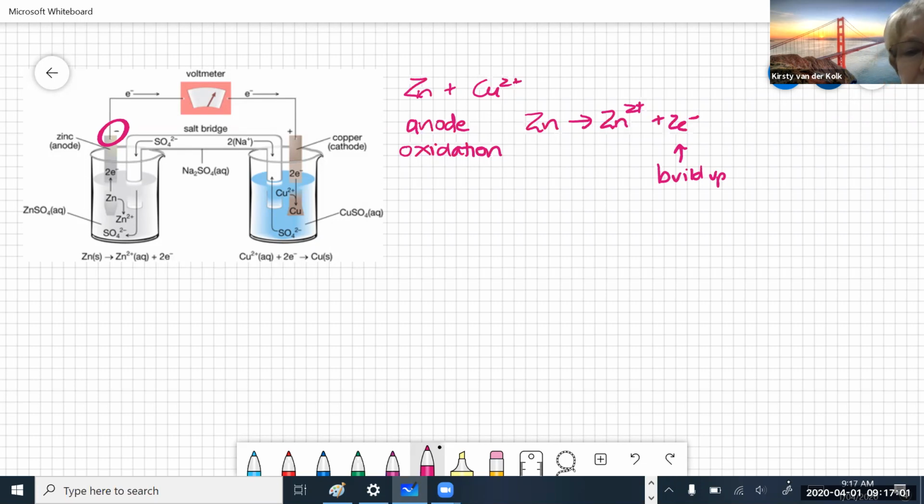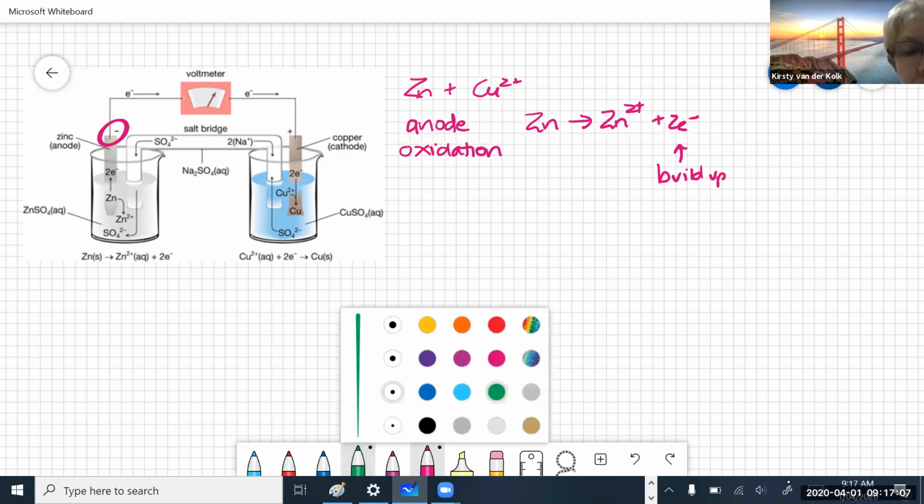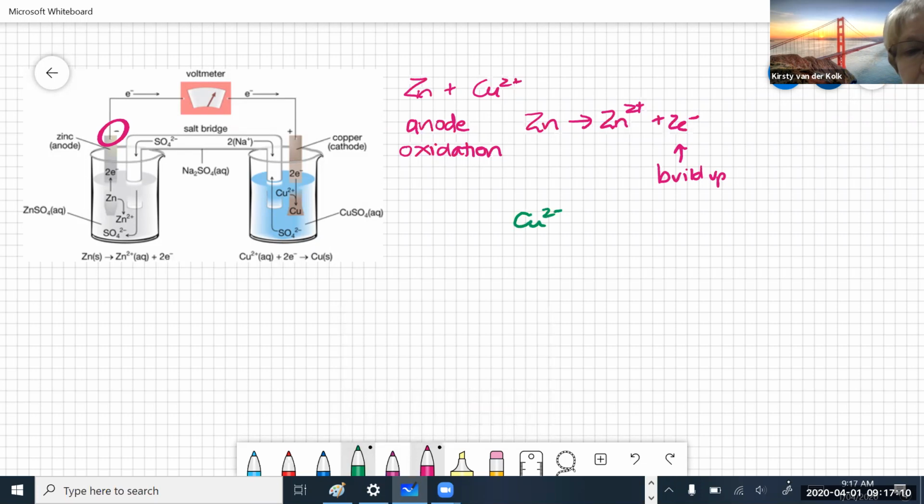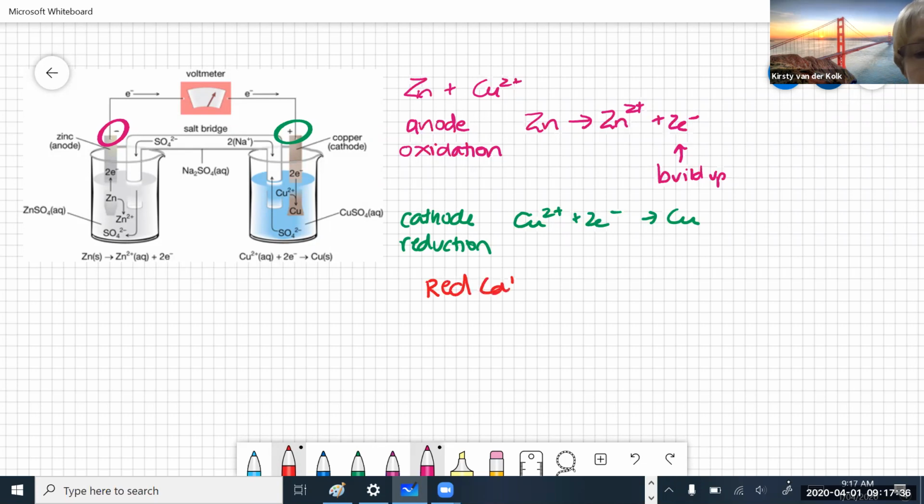At the other electrode, we have our copper. We'll have copper ions accepting electrons and producing copper. The fact that the electrons are being accepted here gives us a positive charge on our cathode. So there's our cathode reaction, and of course that is reduction. You'll remember, red cat and ox: reduction is at the cathode, the anode is oxidation.